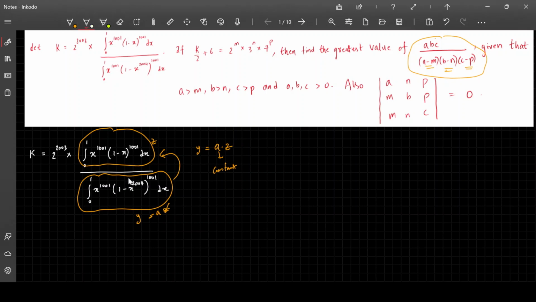So the very first step in solving this is we must identify such an integral. We have two integrals here, numerator and denominator. So we shall consider one and proceed from there. We shall consider the denominator. Why? Because in the denominator we have x power 2001 to 4 here.